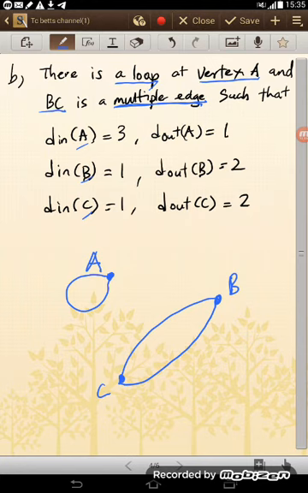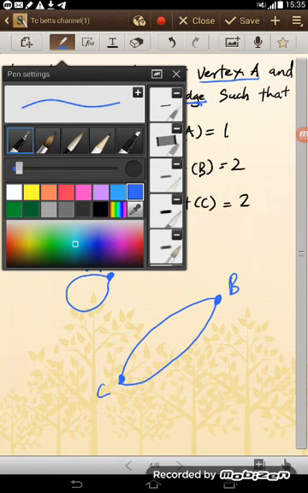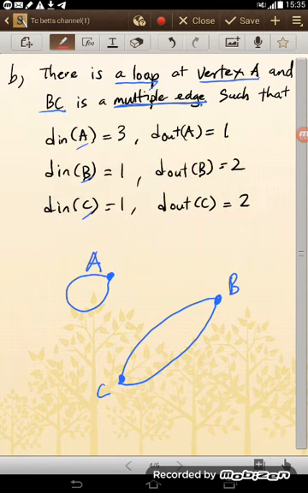Okay, for the loop, I need to explain to you about the direction. How many directions does a loop have? One or two? A loop has two directions. One coming out of vertex A, and one coming in. So every loop, remember, it is fixed that it has one in and one out.